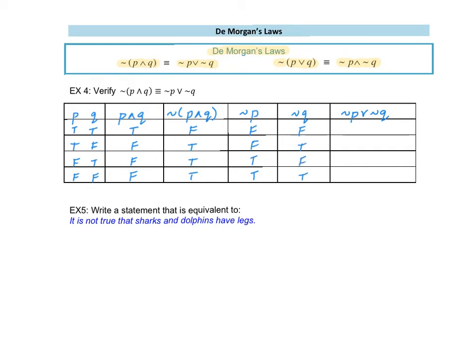So the or is false, false is false. False, true is true. True, false is true. True, true is true. So again, we needed the truth table to show that these two statements are equivalent to each other. And they are equivalent because they match up true, false in the column. So we have false for both, true, true, and true.